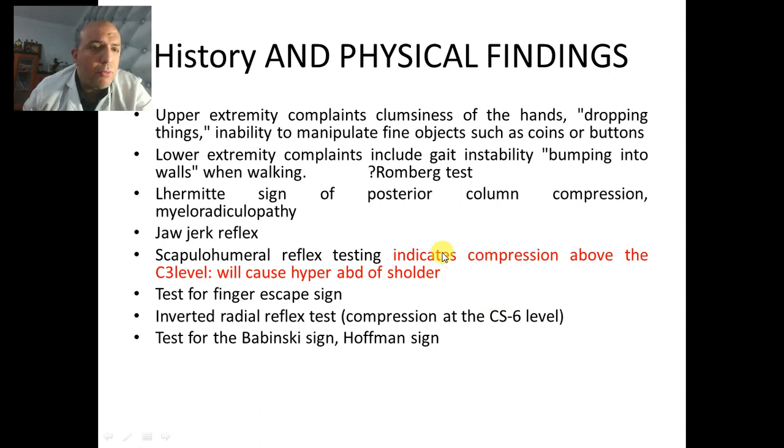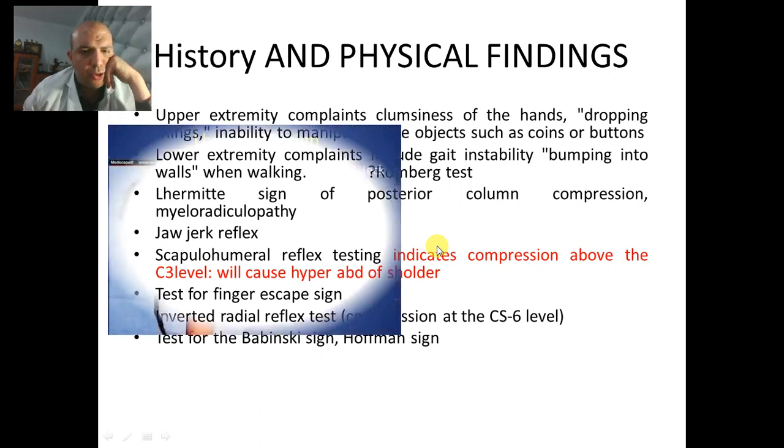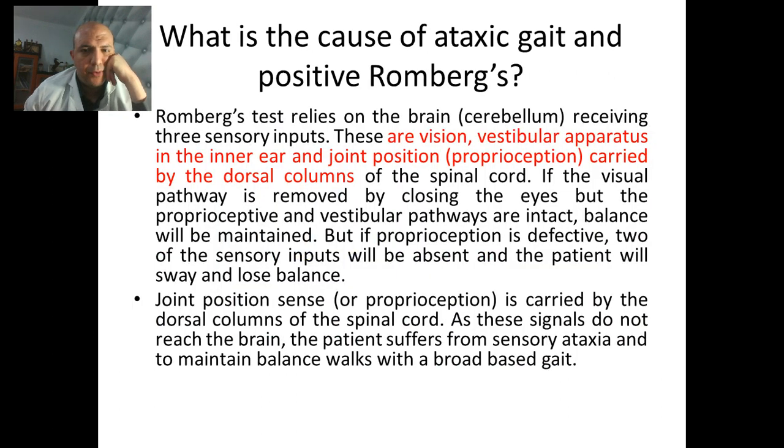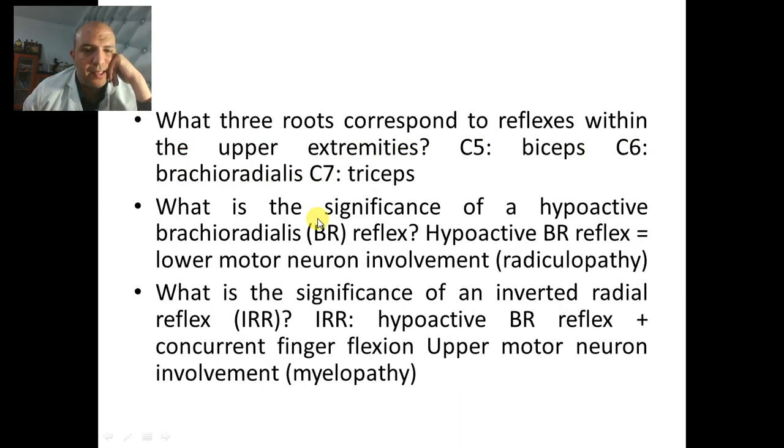For the lower limb, upper motor neuron lesion is shown by the Babinski and the clonus. Okay, this is why he has the Romberg sign when he closes his eye, and he didn't have it before closing his eye.